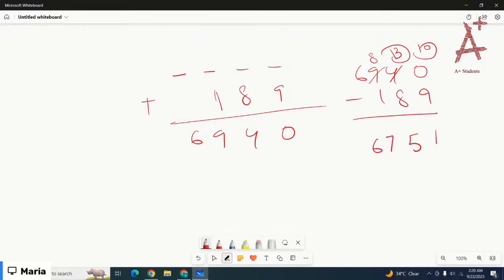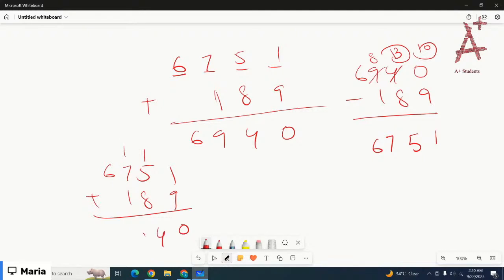That means the missing number is 6751. How did you subtract, Emmanuel? I think you forgot subtraction also. Let's just see if we add what happened. 6751, just add, checking if you are right or I am right, right? 9 plus 1 is 10, 0, 1 carry. 8 and 1, 9 and 5, 14, 4, 1 carry. 7 and 1, 8 and 1, 9 and 6. So who is right? 6851 or 6751?